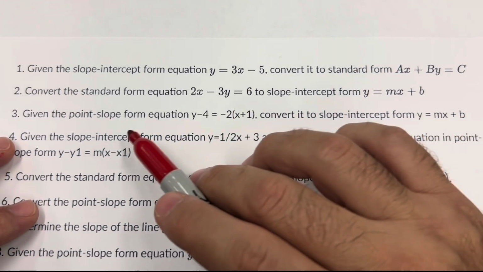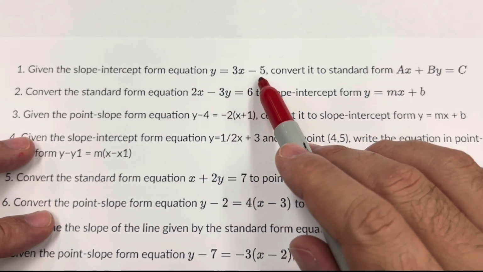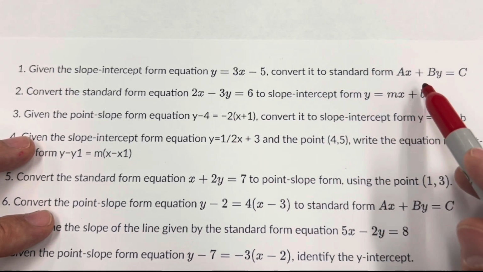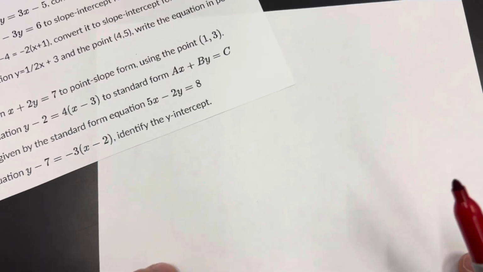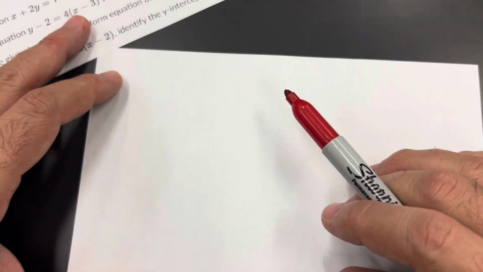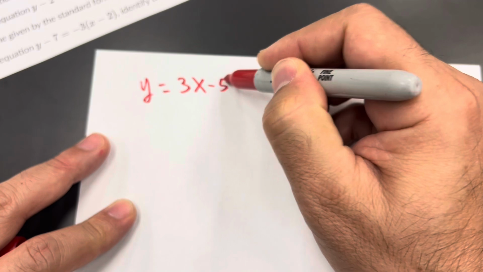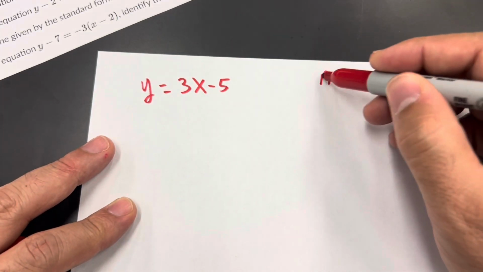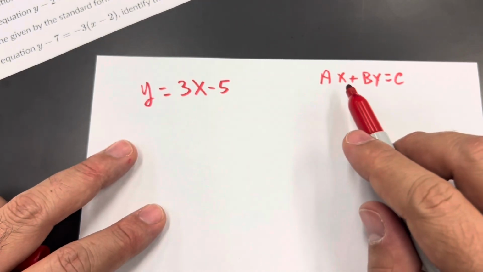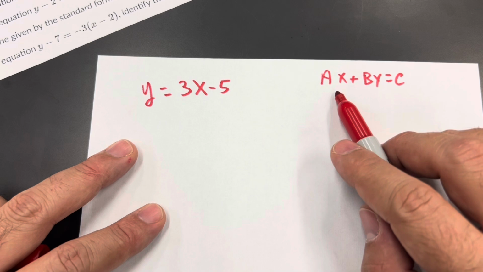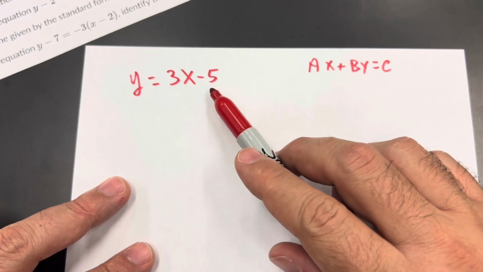First one says, given the slope-intercept form y equals 3x minus 5, convert into a standard form, ax plus by equals c. We're going to do it here step by step. We have this equation, y equals 3x minus 5, and we need to change it to ax plus by equals c. You see the x and the y are on the same side of the equal, and the c, which is the constant, is on the other side alone.